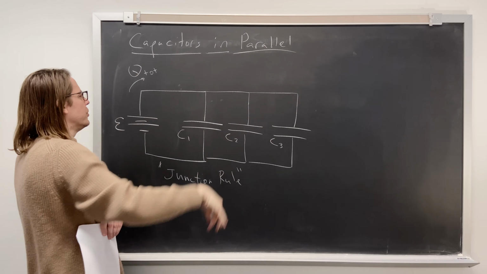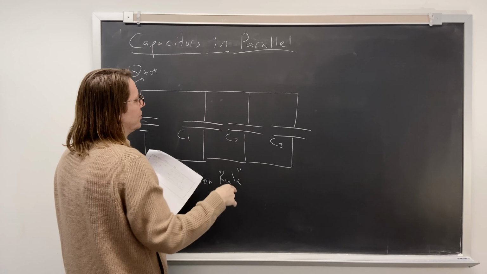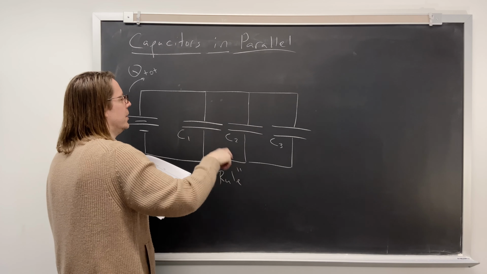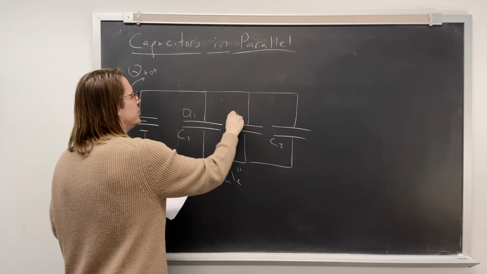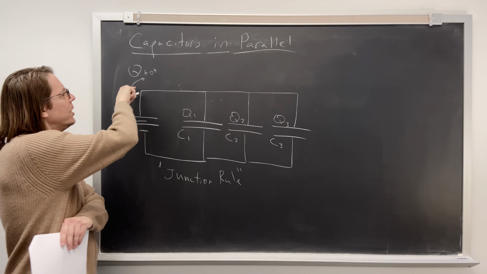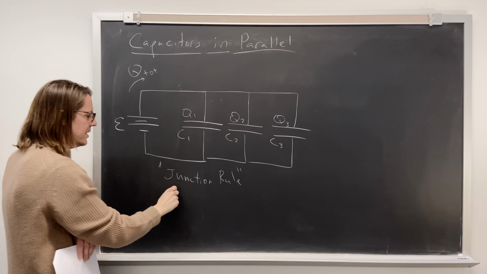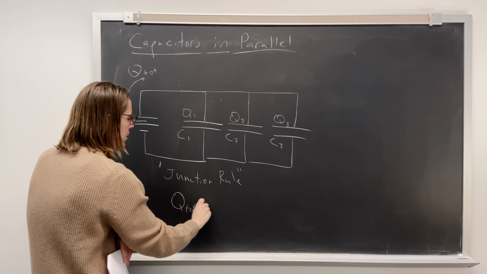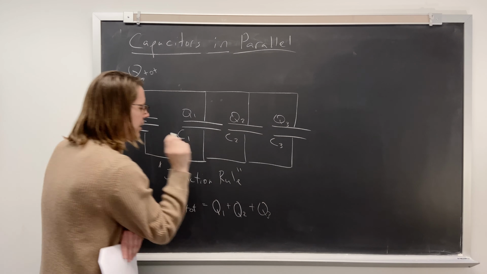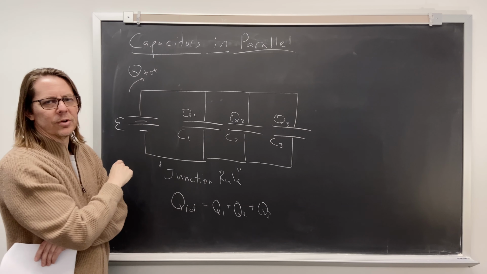Some total charge flows out of the battery. I could draw this as one junction going to 3, but you get the idea. Whatever charge flows in here has to flow out here. So if we say Q1 plus Q2 plus Q3, then whatever came into these junctions has to go out. So the junction rule in this case is that the total charge equals Q1 plus Q2 plus Q3. Maybe you get how that works by now. Charge has to be conserved, so it has to go somewhere.